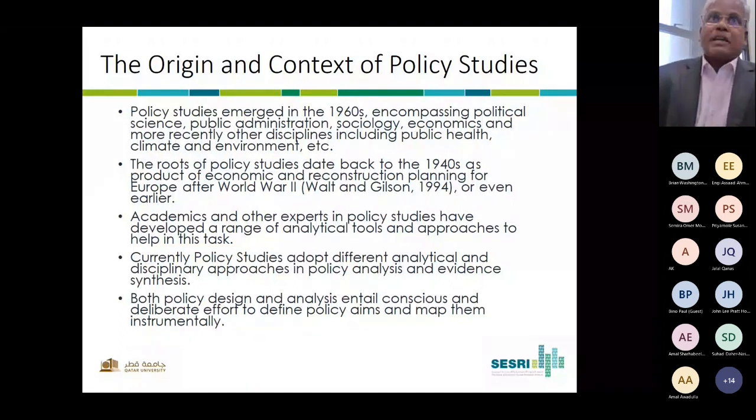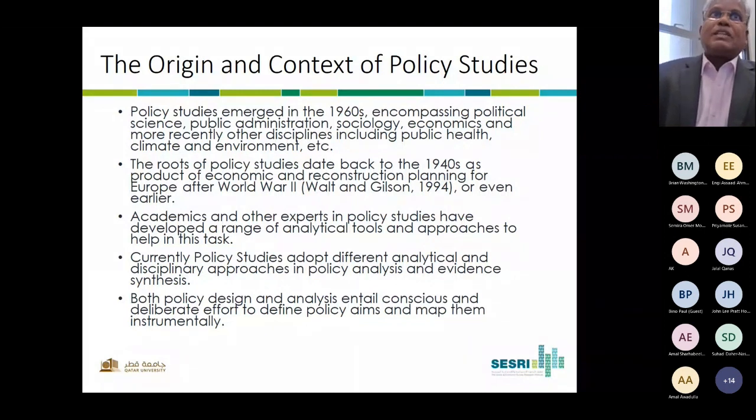This is broadly the historical point of formal launch of policy studies, both in academic institutions and as a matter of policy analysis as a subject area. Academics and other experts in policy studies have developed a range of analytical tools, methodological tools, and approaches to help in this task of policy studies. Currently, policy studies adopt different analytical and disciplinary approaches in policy analysis and evidence synthesis.